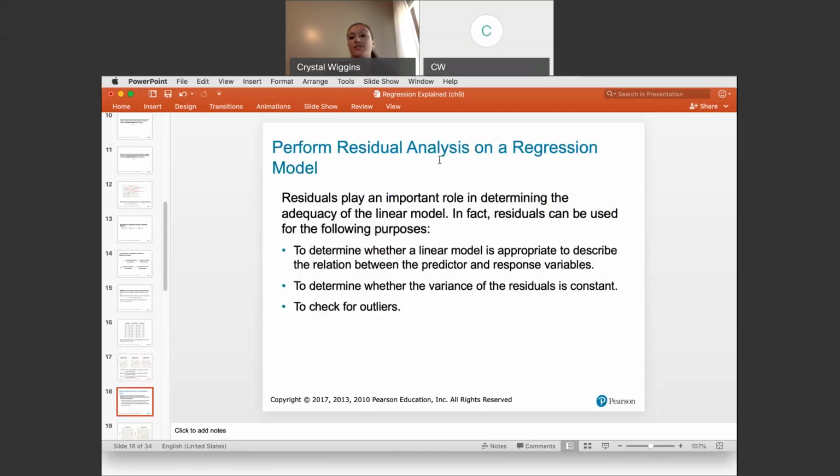Okay, performing residual analysis on a regression model. Residuals play an important role in determining the adequacy of the linear model. In fact, residuals can be used for the following purposes: to determine whether a linear model is appropriate to describe the relationship between the predictor and the response variables, to determine whether the variance of the residuals is constant, and to check for outliers.